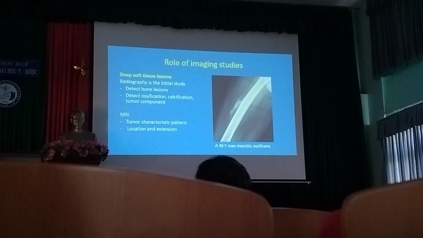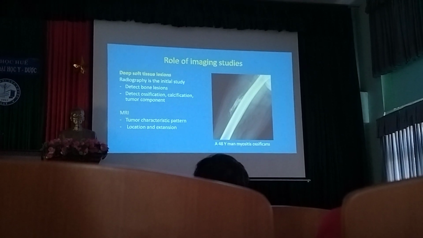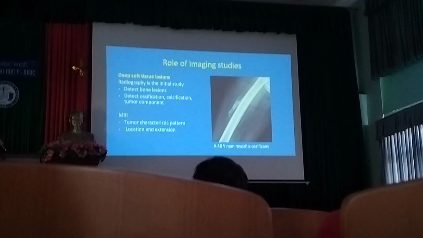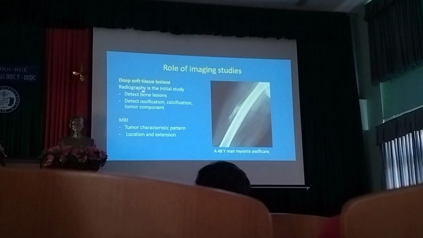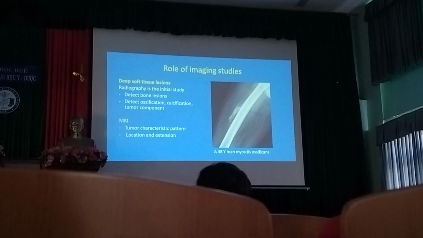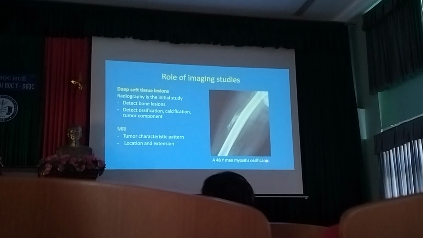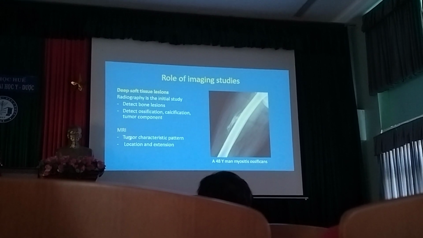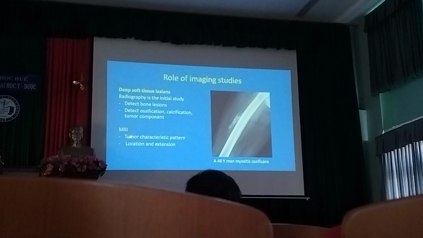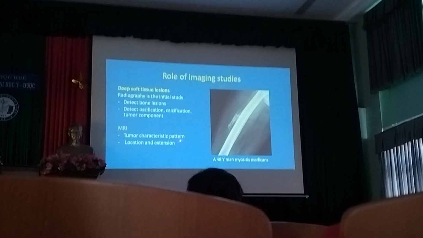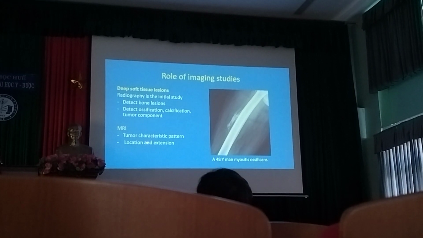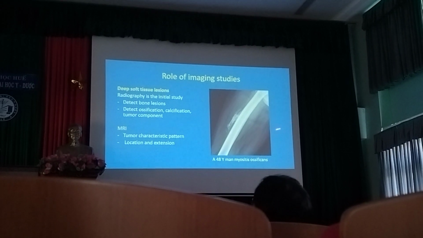Okay, and for imaging study, I recommend that if you find a deep soft tissue mass, we should start with radiograph because it can detect bone lesions that may present like a soft tissue mass. And also you can see the ossification or calcification like in this case, which is outside is ossification. For MRI, we are supposed to use it for soft tissue mass because we can see tumor characteristics and also evaluate for location and extension, which is useful for treatment.